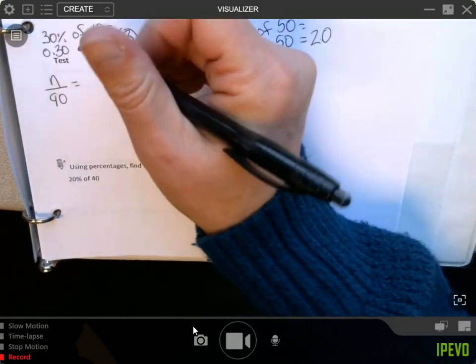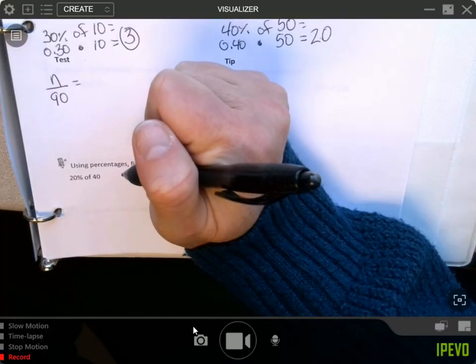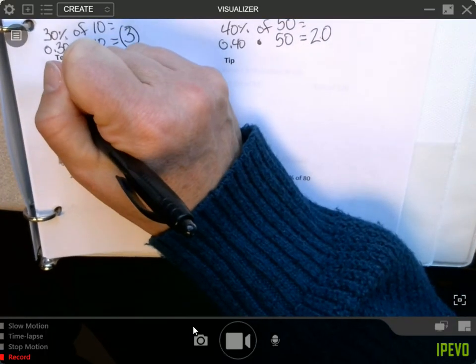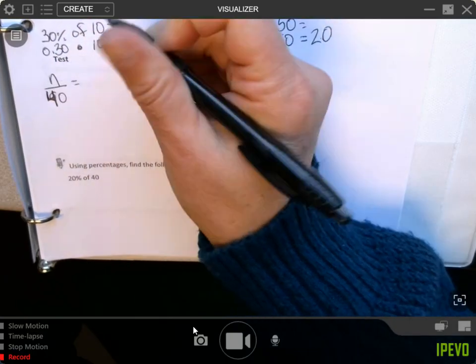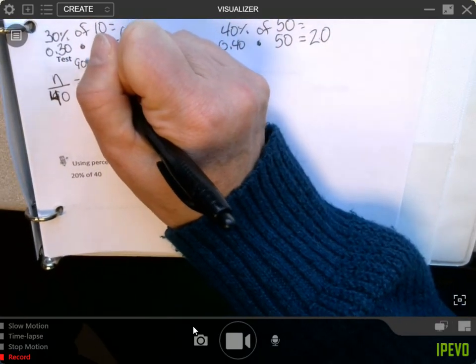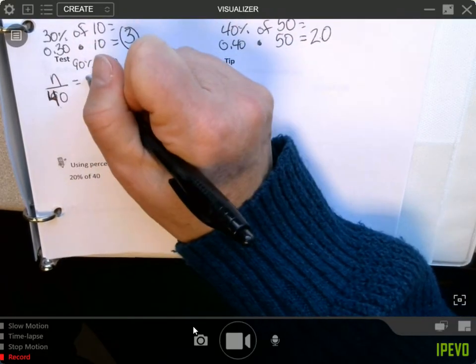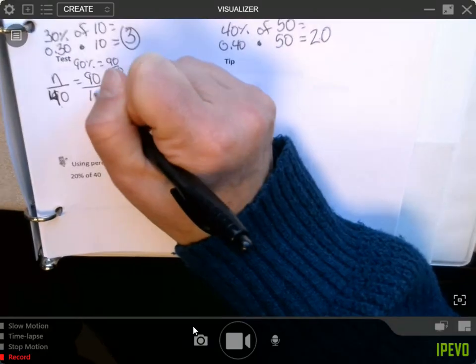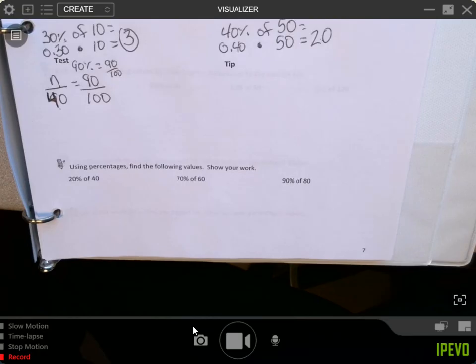well, that we know that 90%, nope, sorry, test is worth 40 points. I'm confusing my numbers. Test is worth 40 points. The 90% we know is 90 over 100. So n over 40 equals 90 over 100, right? Because we want to know how many points out of 40 equals 90%, equals 90 over 100.